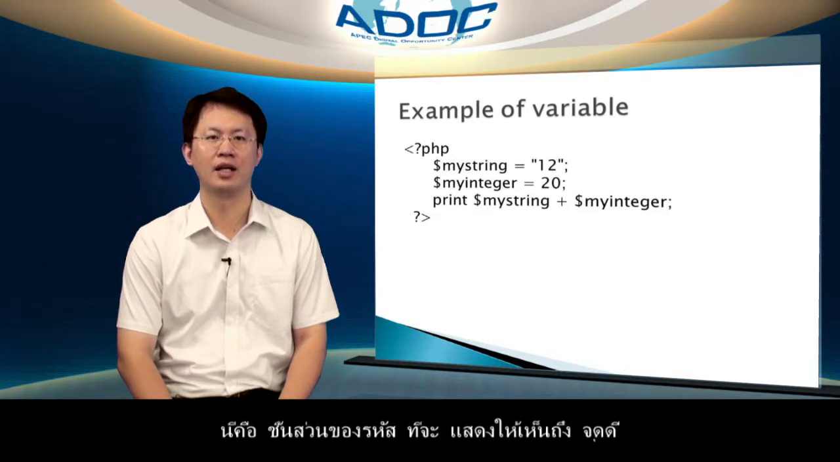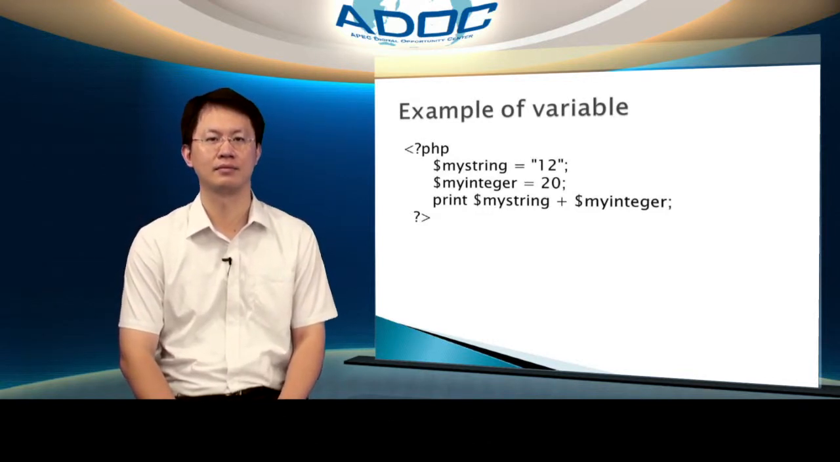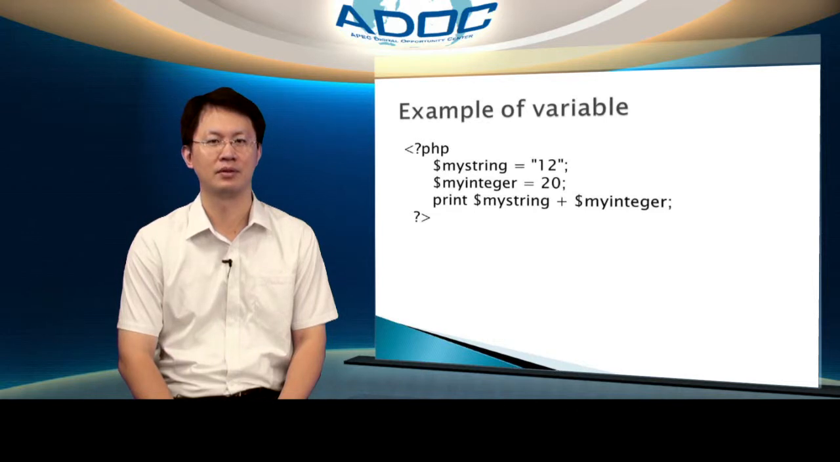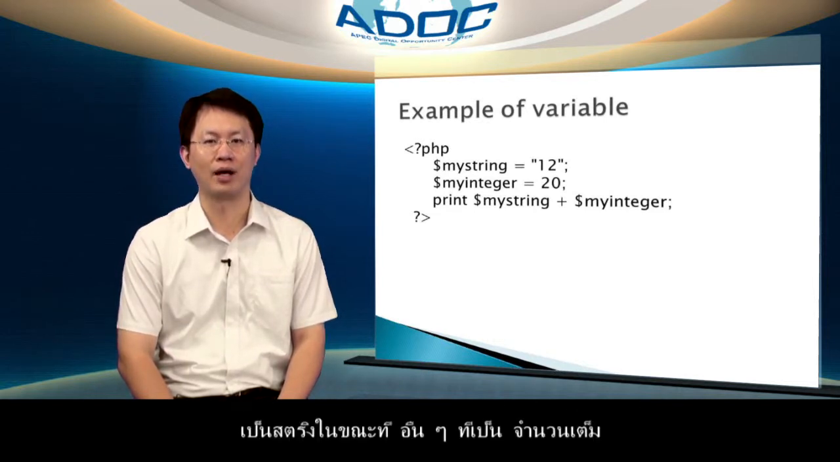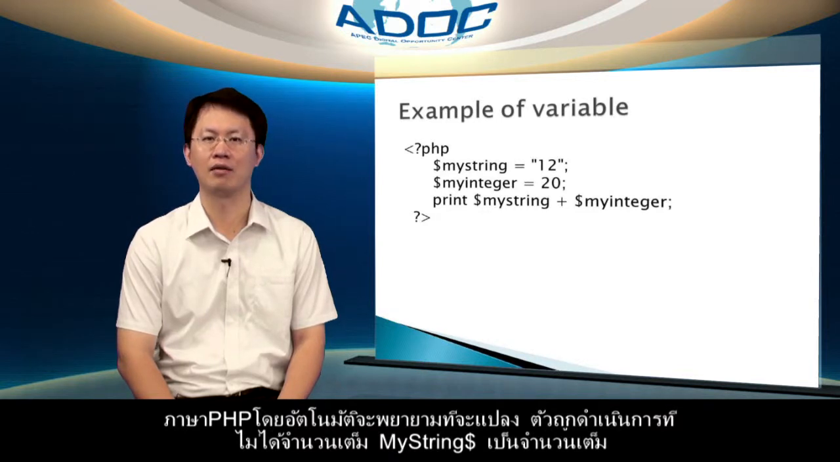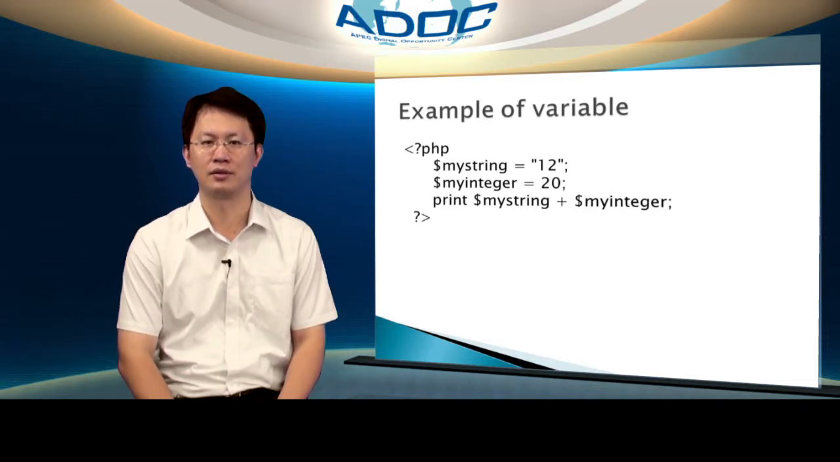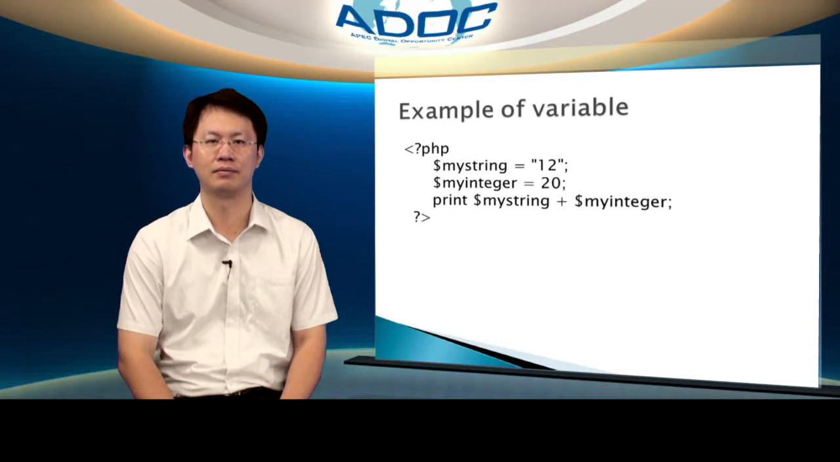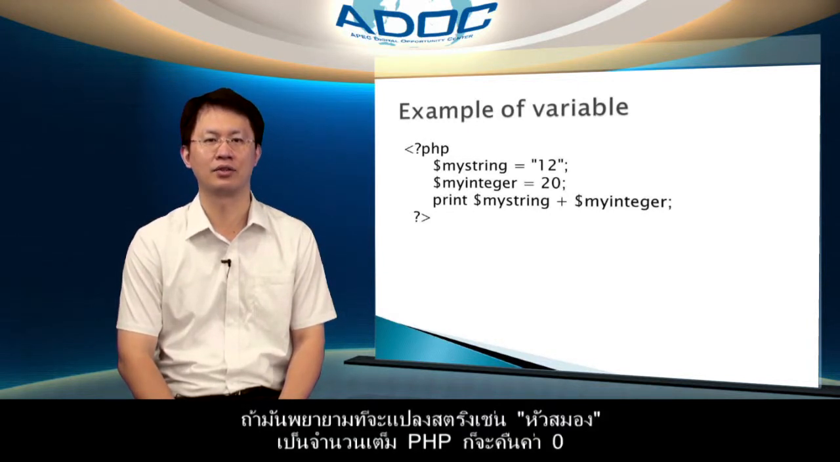Here is a piece of code that should illustrate the point nicely. That script will output 32, despite the fact that the first variable, my string, is a string, whereas the other is an integer. PHP will automatically attempt to convert the non-integer operand, my string, into an integer, and will find that it is in fact an integer inside a string. If it tries to convert a string like wombat to an integer, PHP will simply return the value 0.